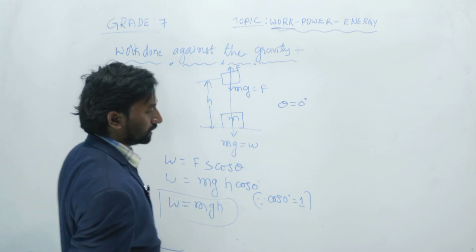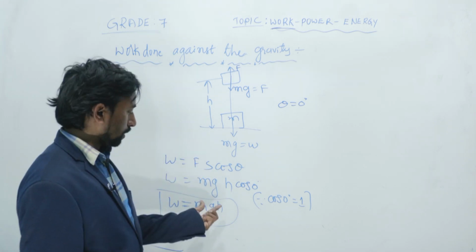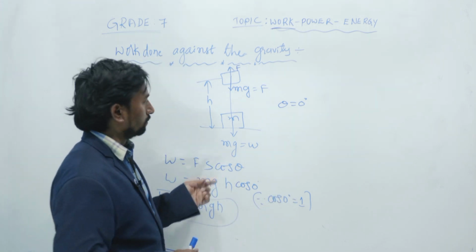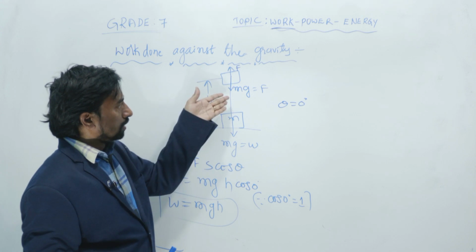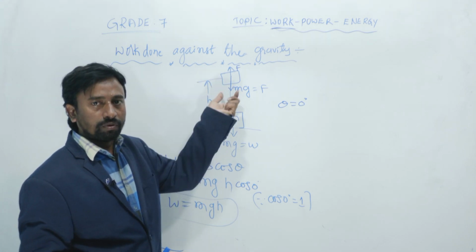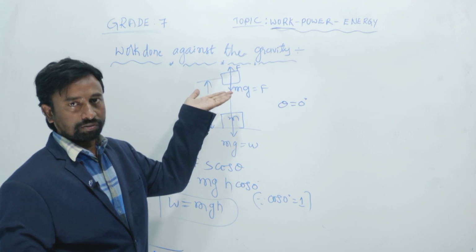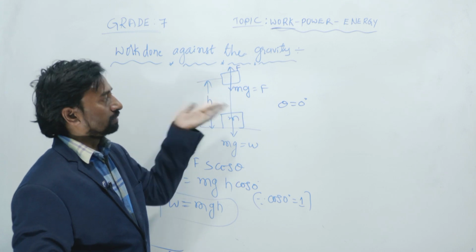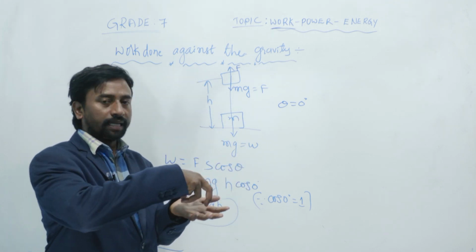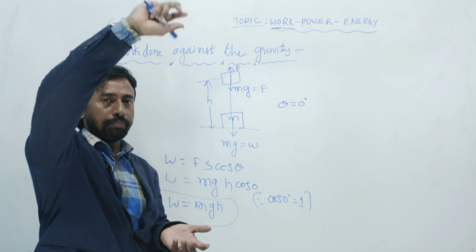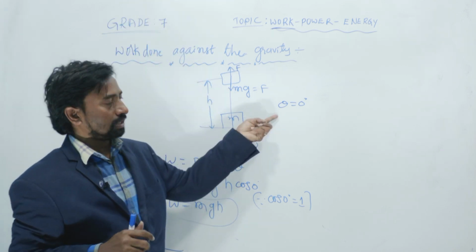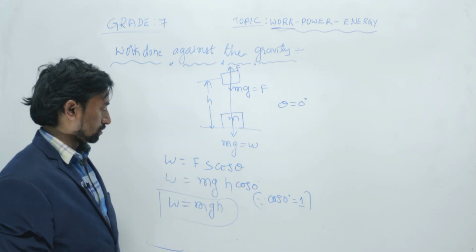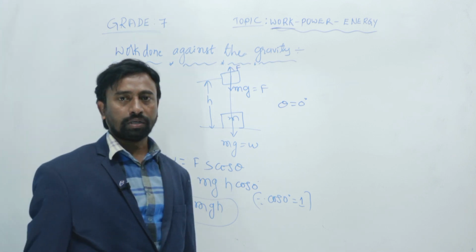Work done against the gravity is positive work done, and the work done by the gravity is negative work done, because the gravitational force is always downward and the displacement of the body is upward, so theta is 180 degrees. Against the gravity means we apply a force equal to the weight of the body upward, and the displacement is in the same direction, so theta is 0 degrees. Then the work done against the gravity is W equals mgh.